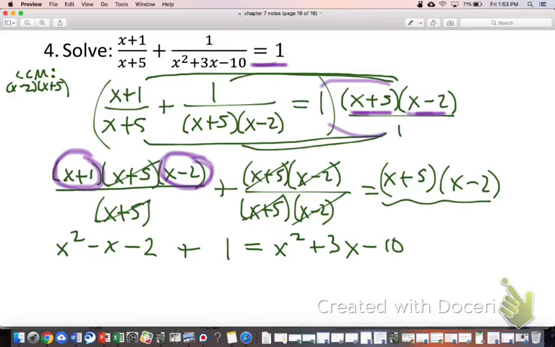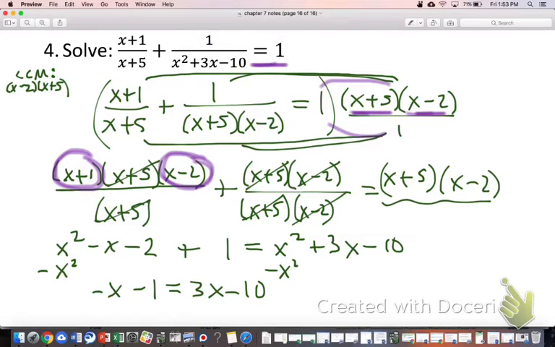Did you guys notice how there's an x squared on both sides? I could clear that out right here just by going minus x squared from both sides. So those are gone. That's kind of nice. And then isn't negative 2 plus 1 just negative 1? So then how would you guys finish this off? Negative x minus 1 equals 3x minus 10.